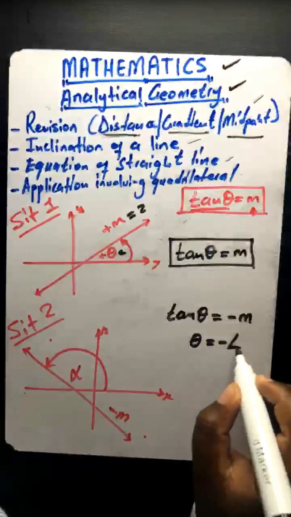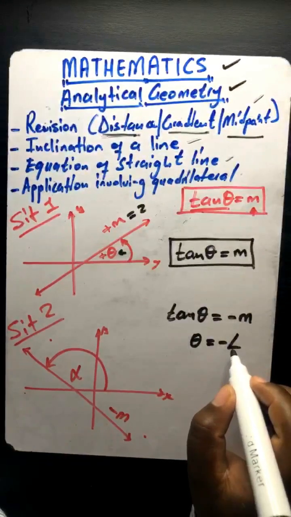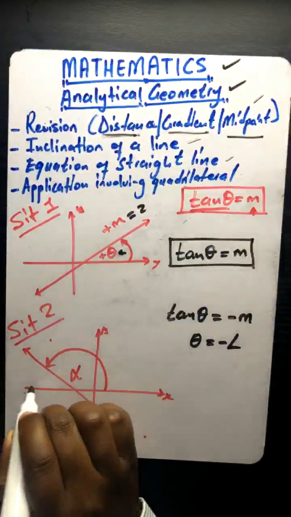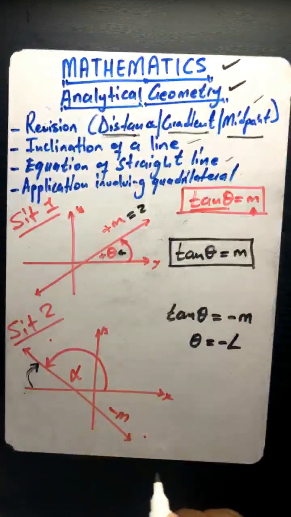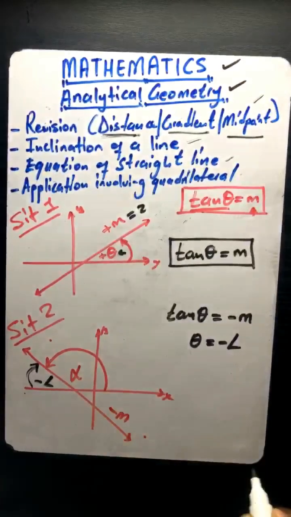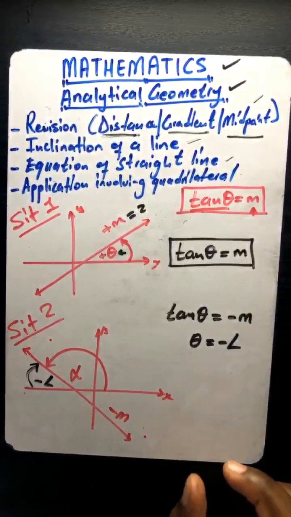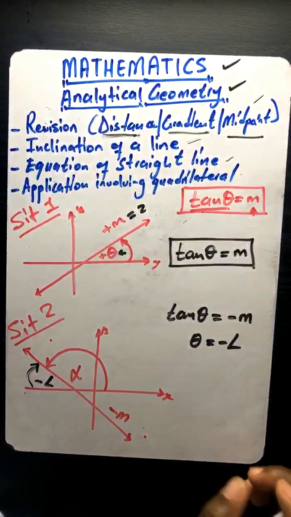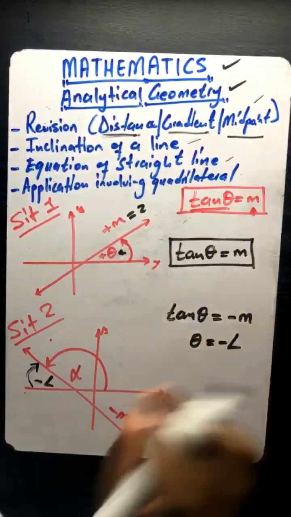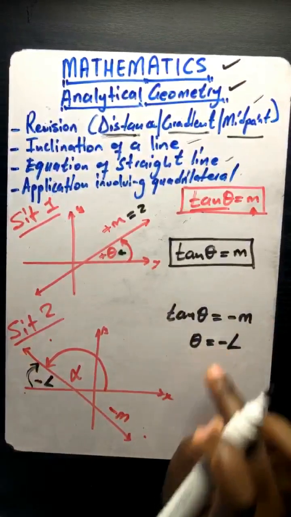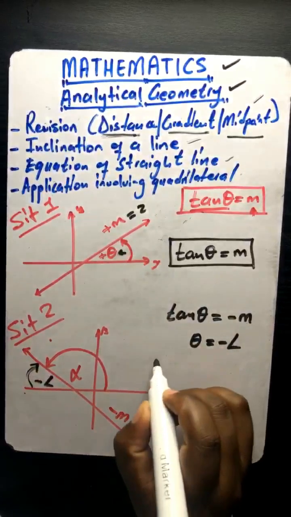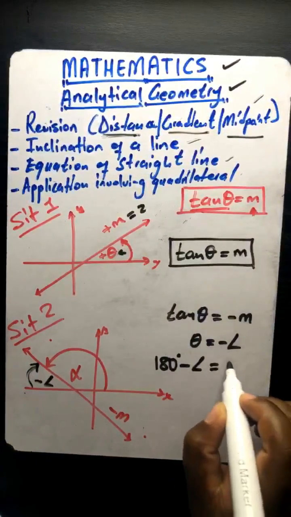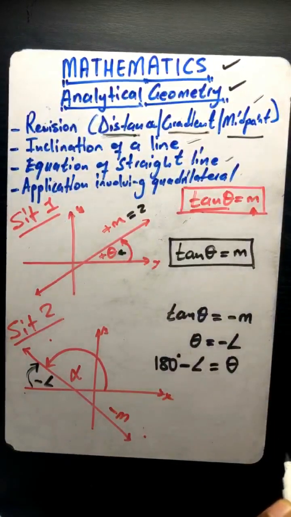Negative angle, it is not an angle of inclination. But the moment you find a negative angle, it is actually this angle, which is the clockwise angle. Meaning, always, when you use this formula and you have a line having a negative gradient, you are going to get a negative angle. Therefore, you need to say 180 degrees minus that angle. You say it is equal to the angle of inclination.